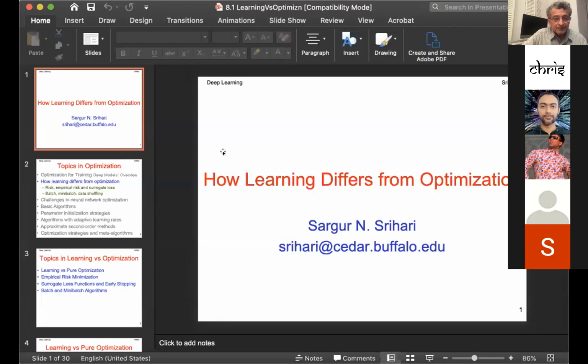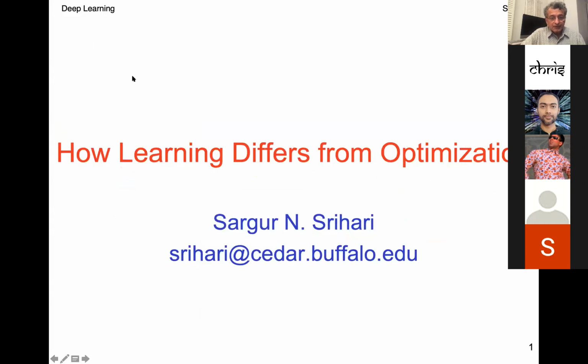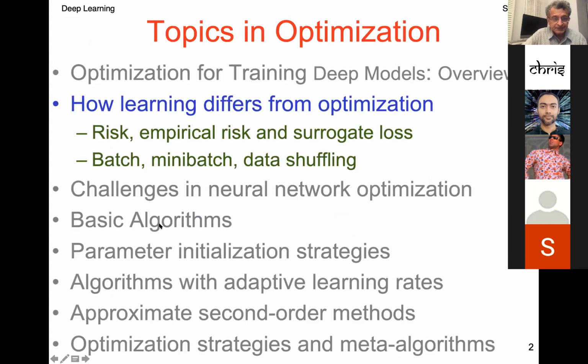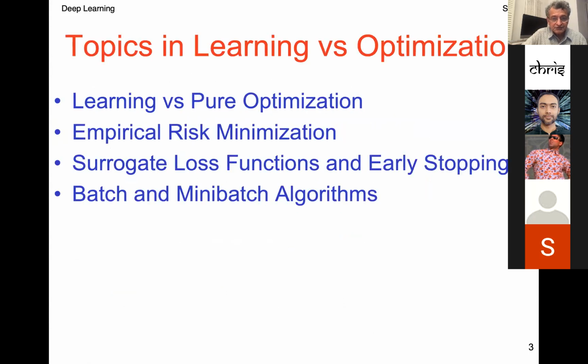Okay, this next set of slides is an easy topic. How does learning differ from optimization? Okay, this is 8.1, how learning differs from optimization, all right? So learning versus pure optimization, empirical risk minimization, surrogate loss functions and early stopping, batch and mini batch. Okay, those are the topics here.